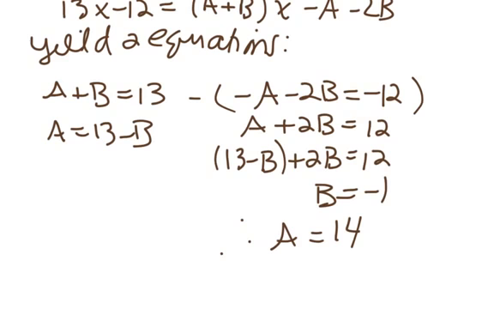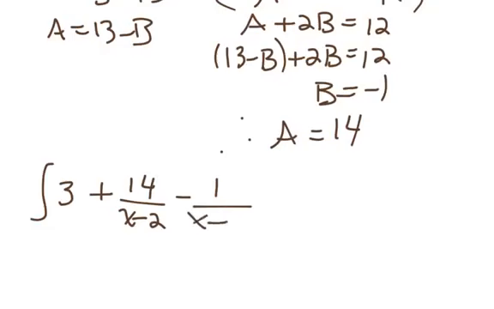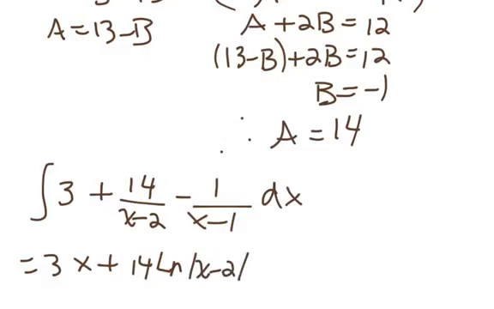So let's put that all together in an integral now. Here's this simple polynomial piece, and the partial fractions is 14 over x minus 2 minus 1 over x minus 1 dx. And taking the integral of that, I get 3x plus 14 ln of the absolute value of x minus 2, and then minus ln of the absolute value of x minus 1, plus a constant. And that's your answer.